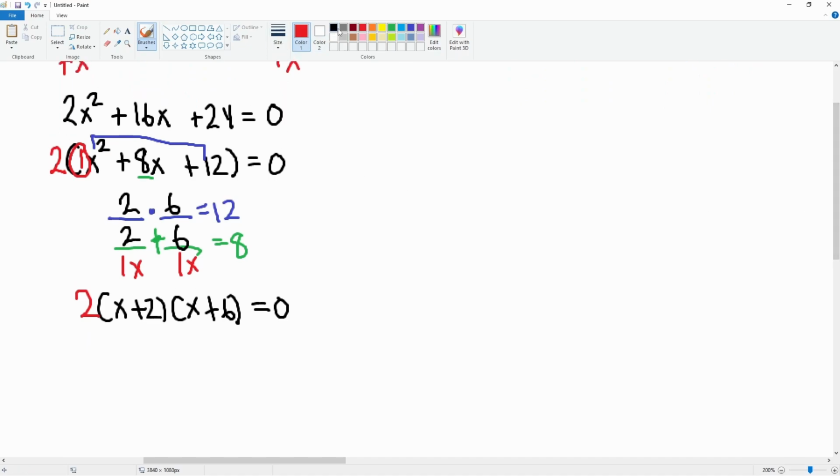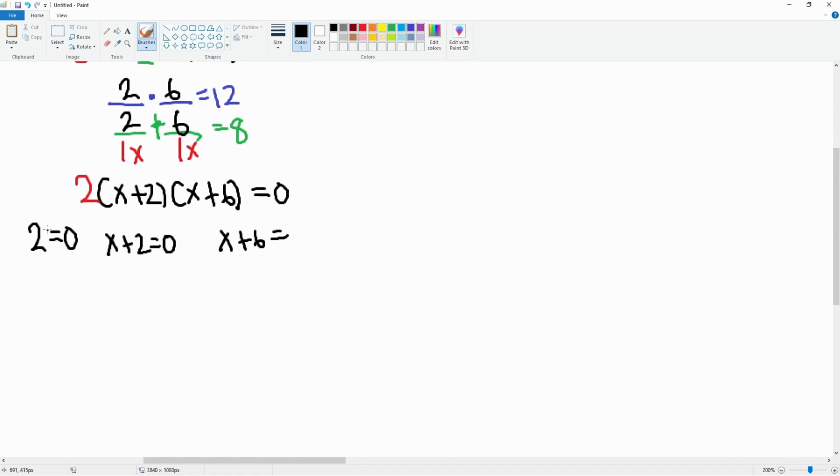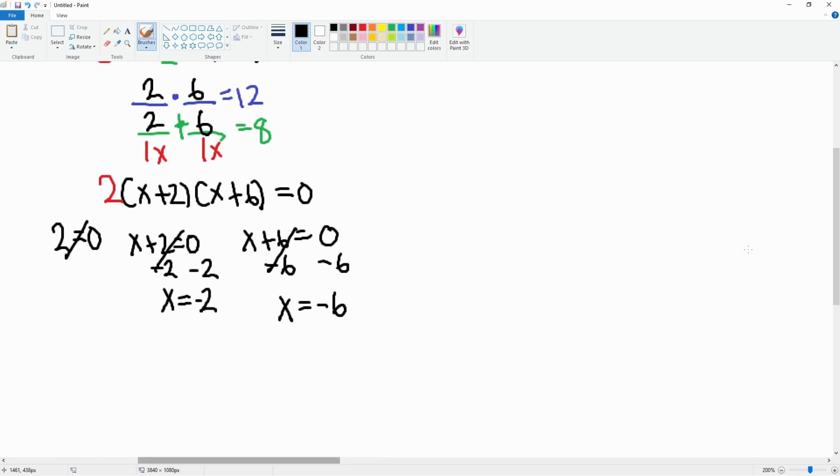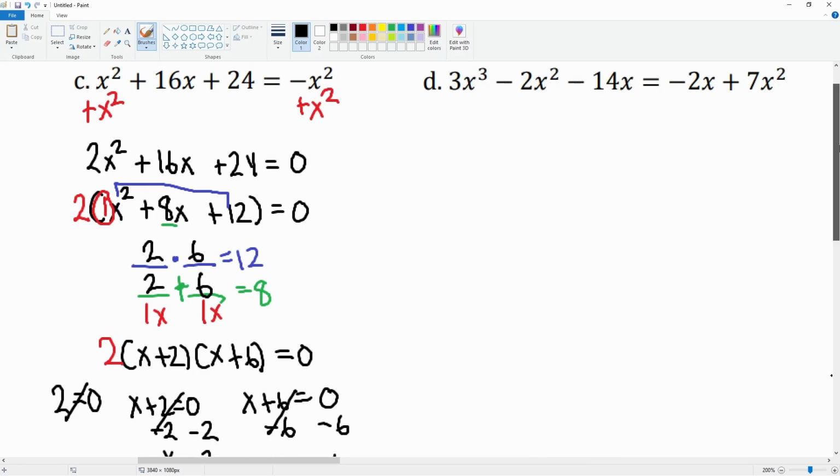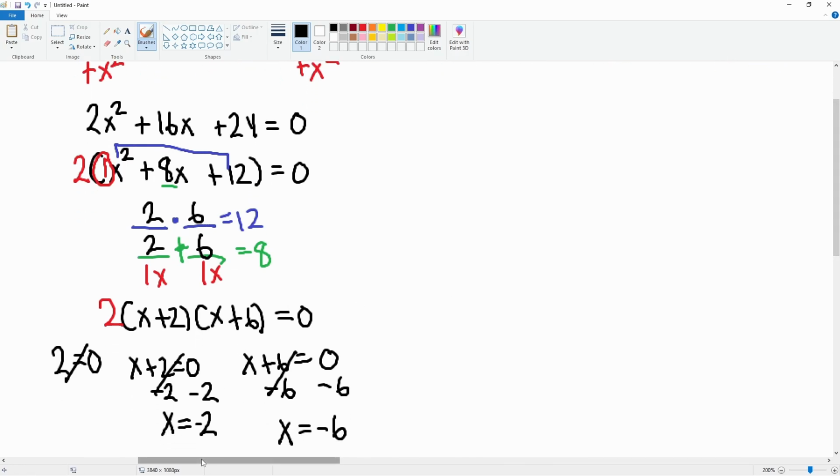Now we have 3 terms. We have to set each term equal to 0. 2 is equal to 0, x plus 2 is equal to 0, and x plus 6 is equal to 0. Now we solve it individually. 2 can never be equal to 0, so this makes no sense. For x plus 2 equals 0, we subtract 2 from both sides. This cancels, leaving you with x is equal to negative 2. For x plus 6 equal to 0, we subtract 6 from both sides so that the 6's cancel, leaving you with x is equal to negative 6. So this probably required you to pull out the GCF, factor it, and then solve.